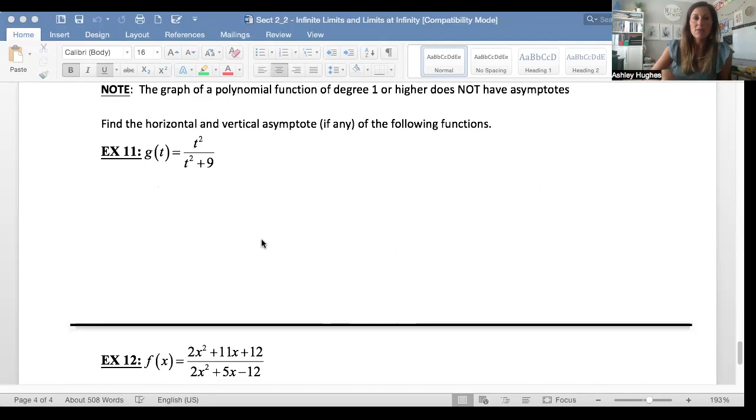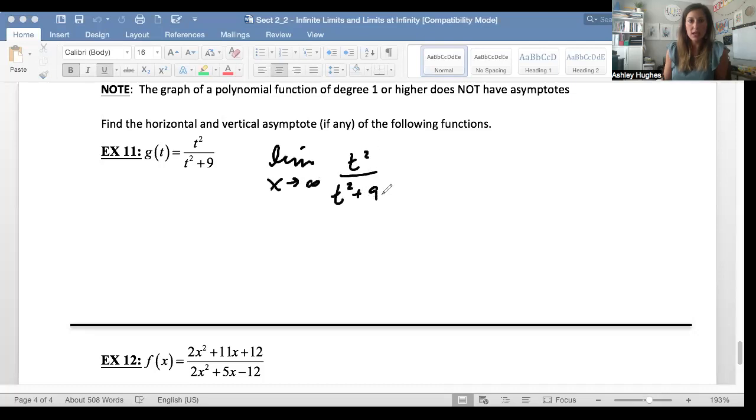So find the horizontal and vertical asymptotes. If I want to find the horizontal asymptote, I take the limit as x goes to infinity, t squared over t squared plus 9. So the biggest power here, squared over squared, it's the same power, and so you just take this coefficient, which is just 1. So y equals 1 is your horizontal asymptote.